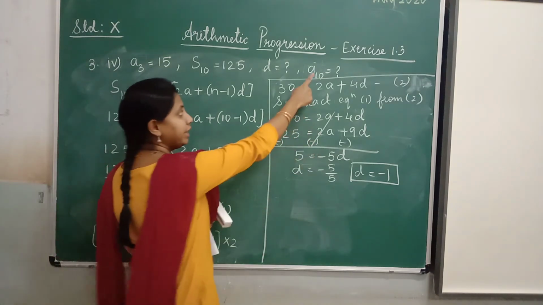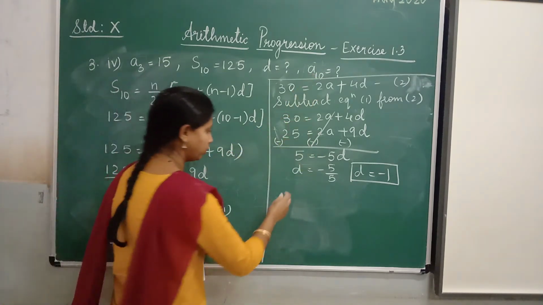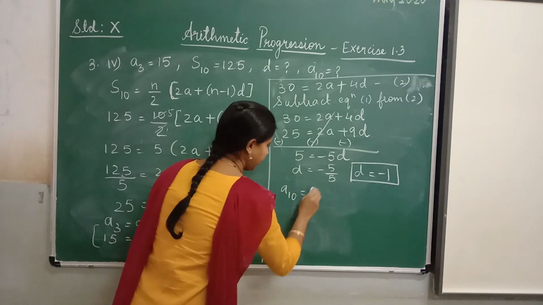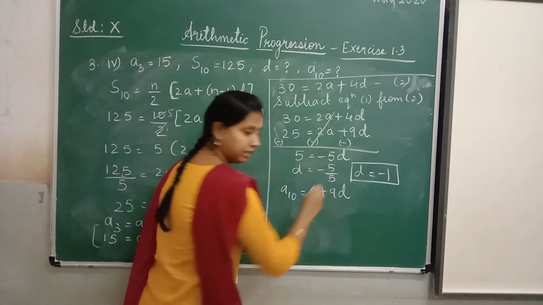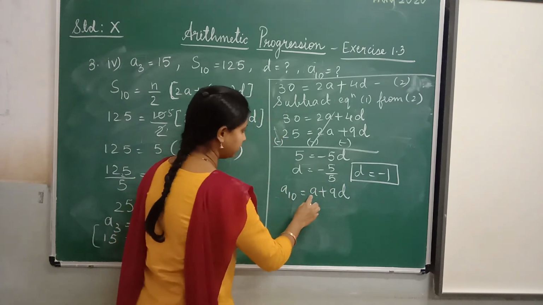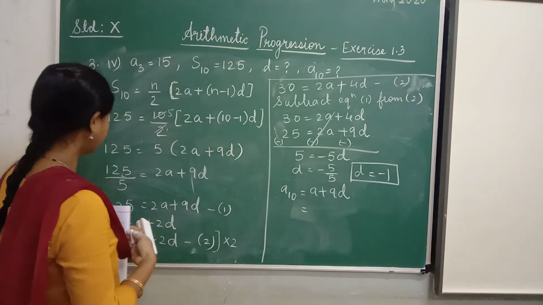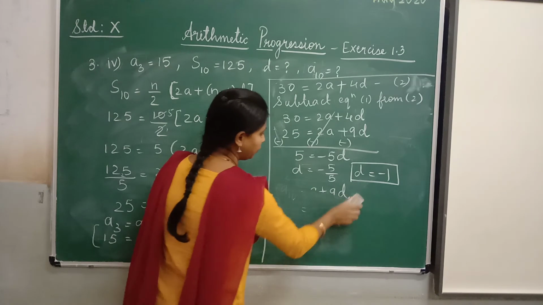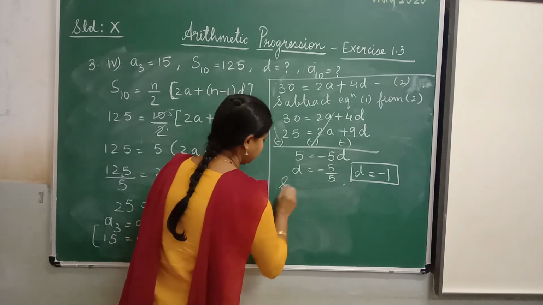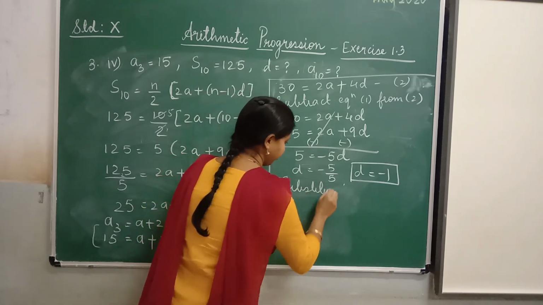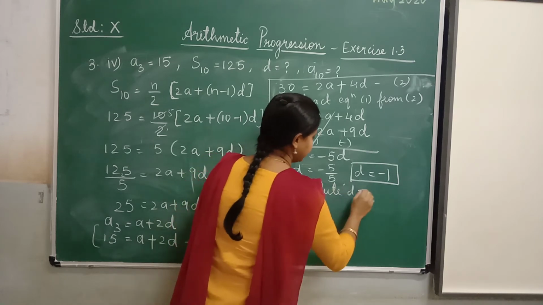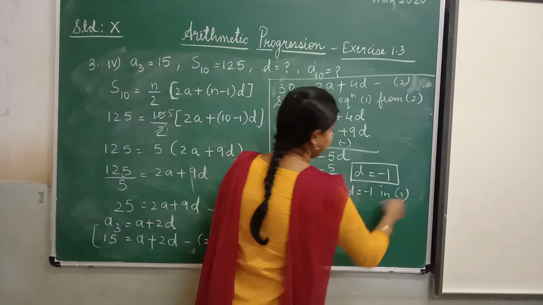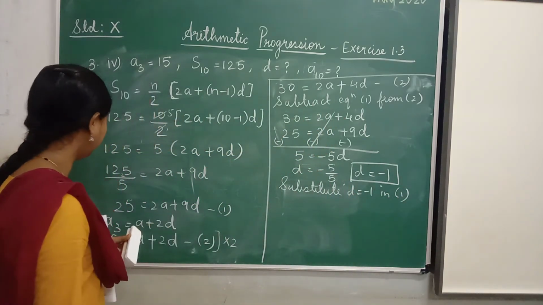Now find out A10. A10 you know how to find. A10 is nothing but a plus 9d. So we know d, but a is still not known. So you can substitute d is equal to minus 1 in any one of the equations. I will substitute in equation 1.